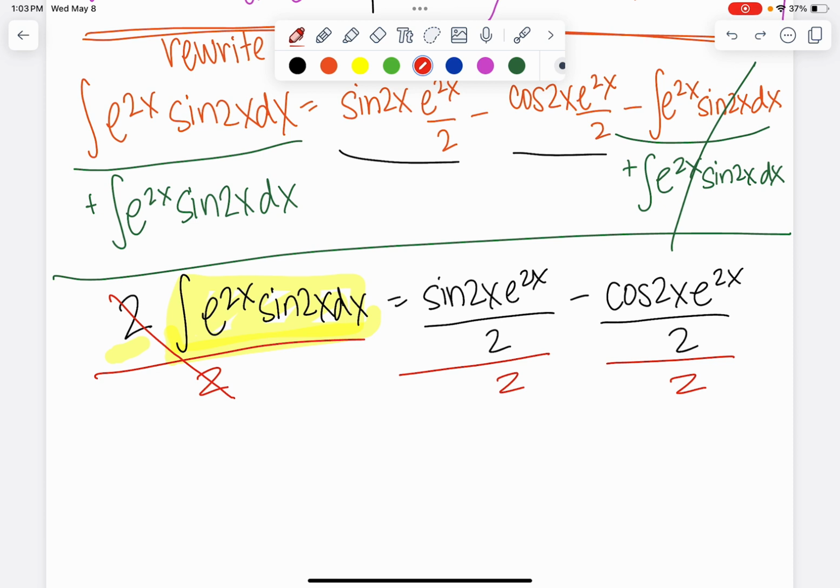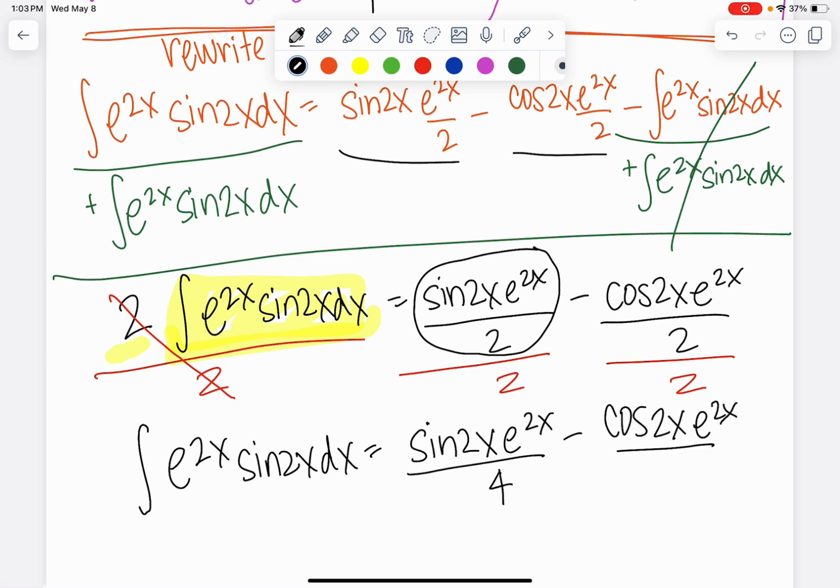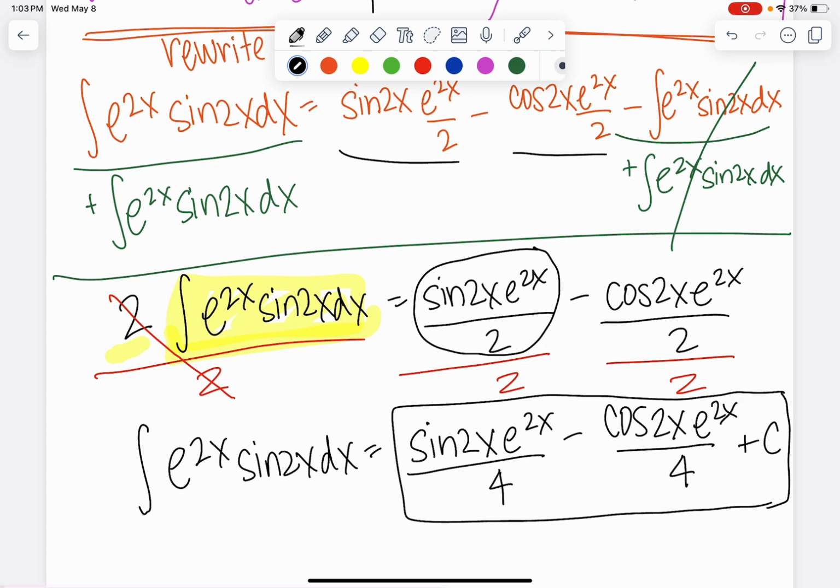So I'll rewrite it. Integral e to the 2x sine of 2x dx equals this fraction divided by 2. When you divide by 2 and then divide by 2 again, you're actually dividing by 4. You would get there if you did copy dot flip, but that's a little shortcut. Divide by 2 and divide by 2 again is divide by 4. Minus, same situation over here, cosine of 2x, e to the 2x over 4. And then we did an integral, so we have to automatically pop in a plus c at the end for that constant that could be there.